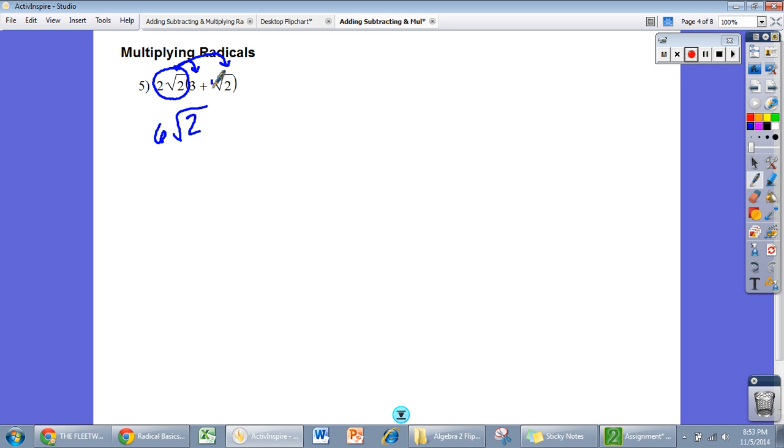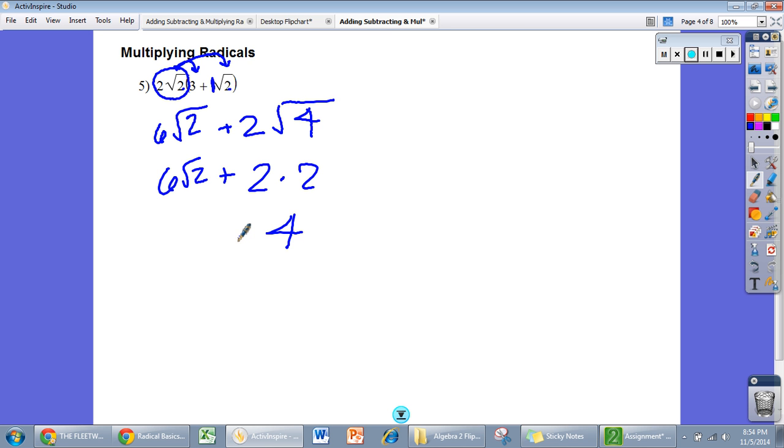Now we technically have a 1 outside, so 2 times 1 is 2. Keep in mind, what's under gets multiplied by what's under. So square root of 2 times the square root of 2, that's a square root of 4. Because what's under gets multiplied by what's under. 2 times 2 is 4. The square root of 4 is 2. And 2 times 2 is 4. And 6 square root of 2. We cannot combine these because they are not like radicals. So this would be my answer.